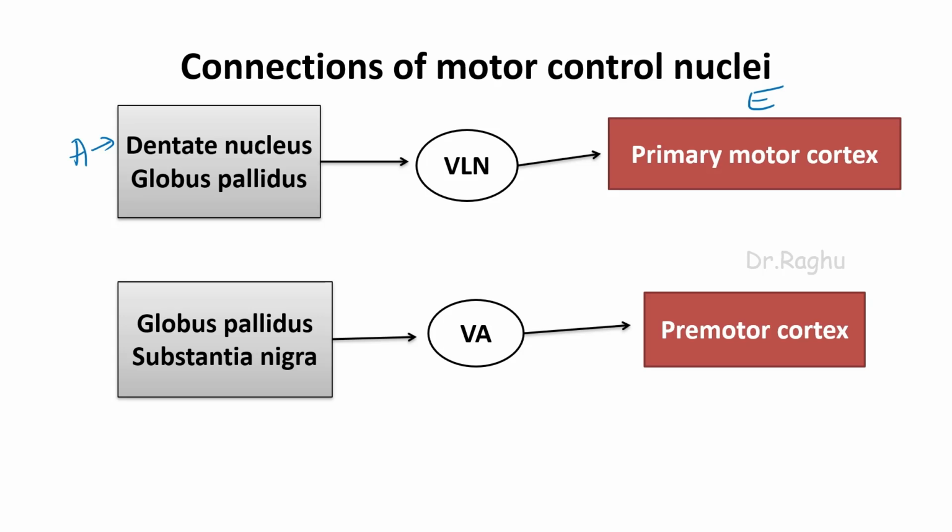Okay, globus pallidus and substantia nigra are part of what? Yes, they are part of the basal ganglia, and we all know in the basal ganglia there are two types of circuits. One is called the direct and the other the indirect circuit. Ultimately these are going to the thalamus, and from the thalamus they are again projecting to the cortex. So which area of the cortex? That is the premotor cortex. So the efferents are going to the premotor cortex.